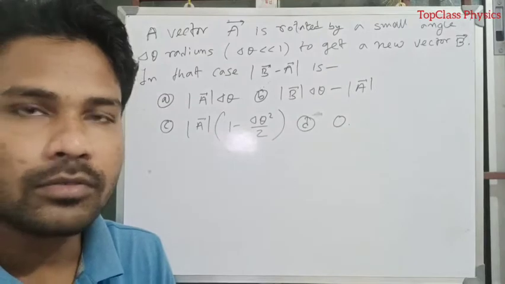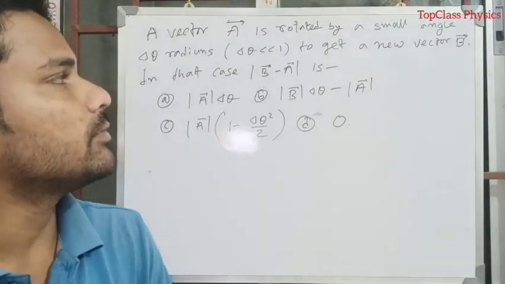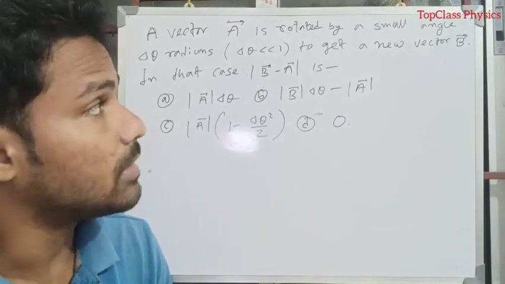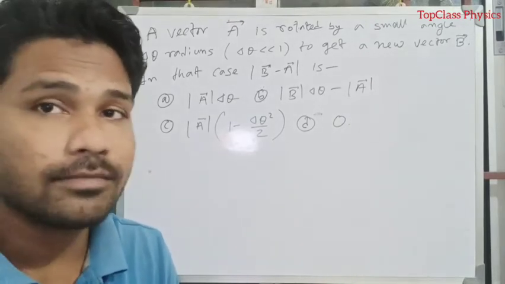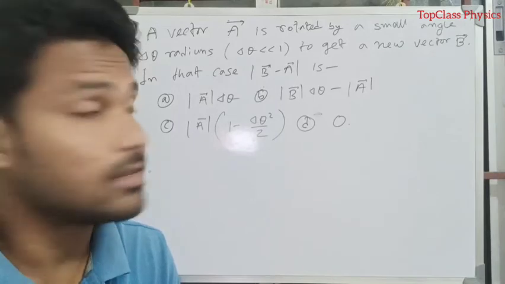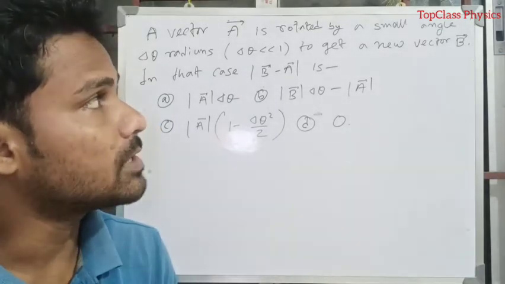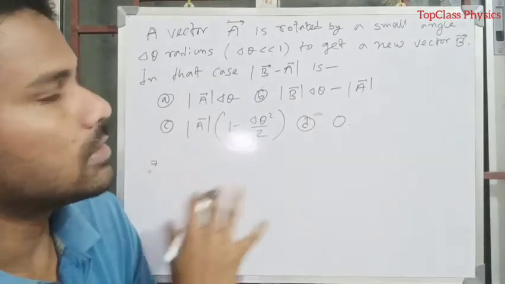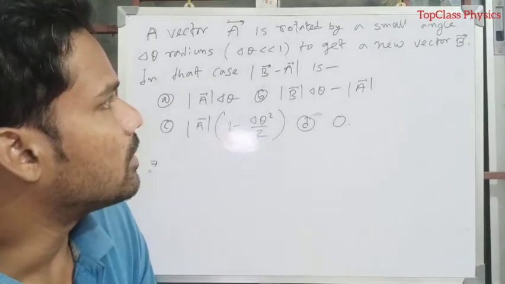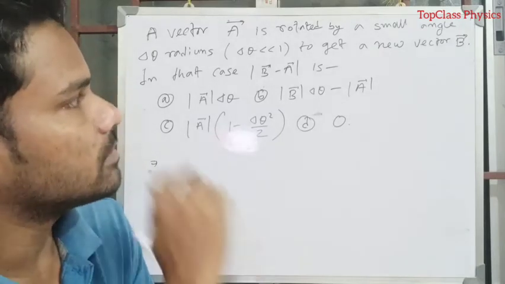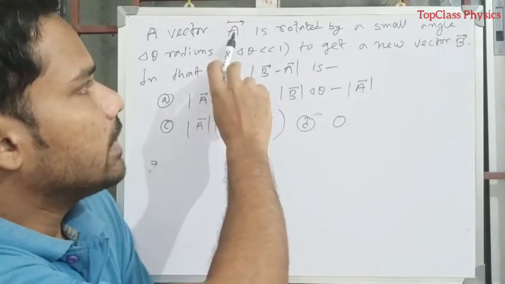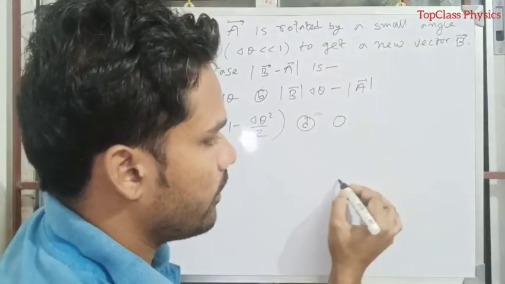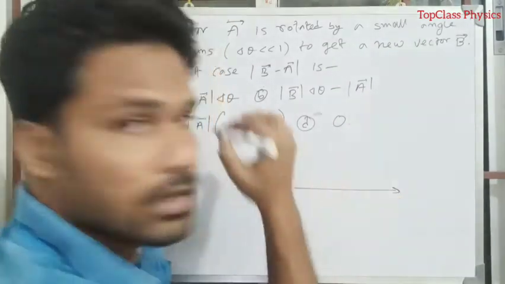If you find the key point of this question, then it is the easiest question. But if you don't find it, then it may be very hard. So how to solve it? If you have done it, very good, and if not, let's try it. Vector A is rotated by a very small angle. Suppose this is the A vector.